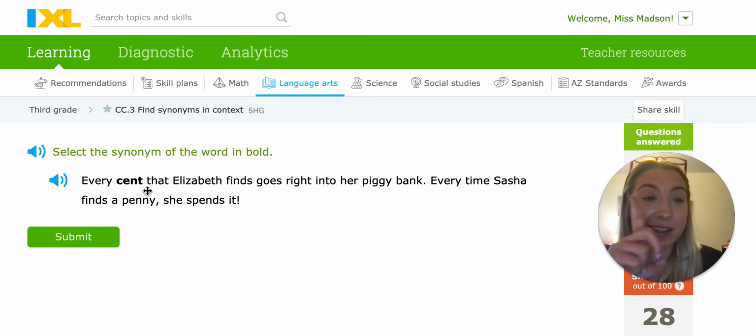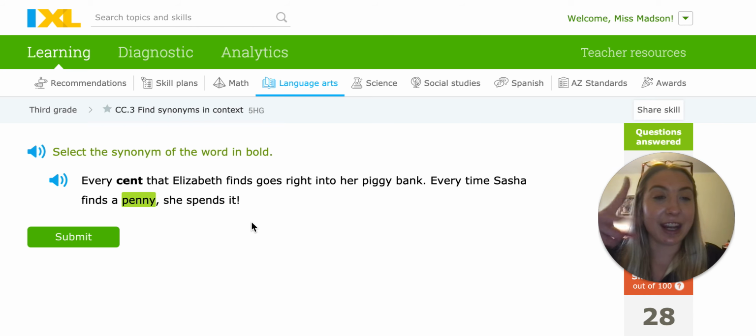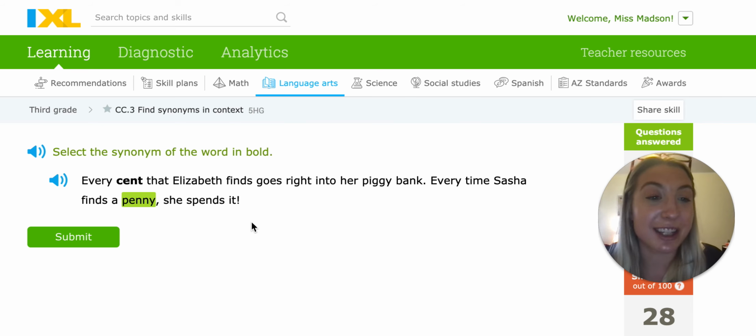Cent is just one coin. It's one penny because it means one. So a penny is a coin that just means one. So cent and penny are synonyms. And again, we can check by replacing cent with penny and see if the sentence still makes sense. Every time Sasha finds a cent, she spends it. So they're showing that we can interchange them because they have the same meaning.